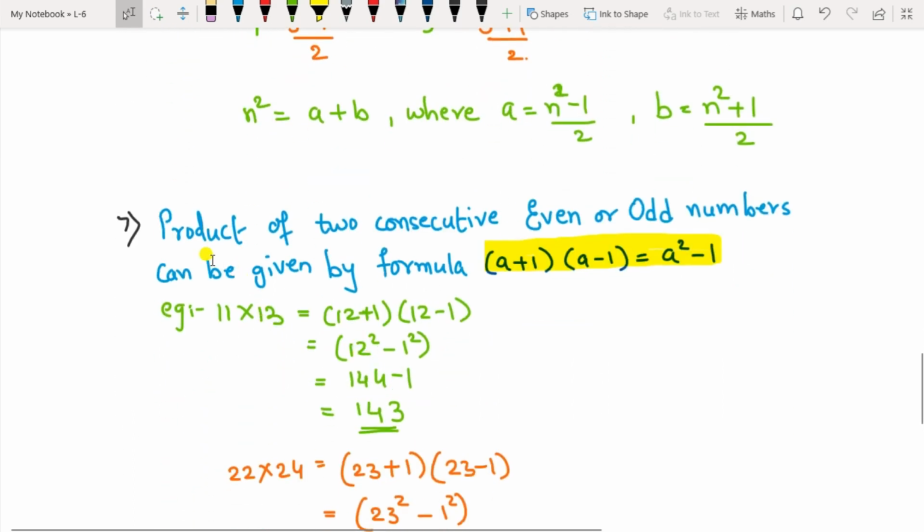Then the 7th point: the product of two consecutive even or odd numbers is given by the formula a square minus 1 equals (a plus 1) times (a minus 1). So if two consecutive odd or consecutive even numbers are given, and you have to find their product, then you don't have to multiply by regular means. You have to use this formula, that is (a plus b) and (a minus b).